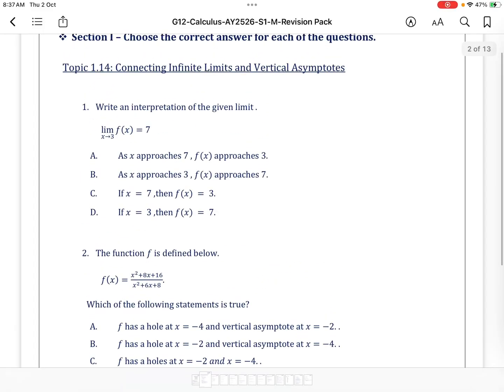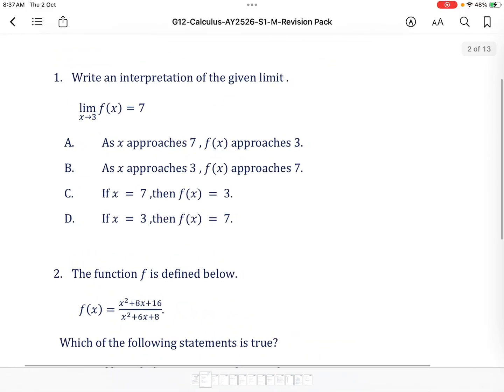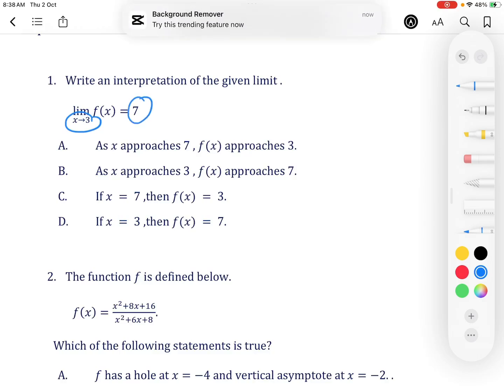Okay, let's start with number one. Write an interpretation of the given limit. So this can be read as: x approaching 3, the value of the function is almost 7. So this is part B.